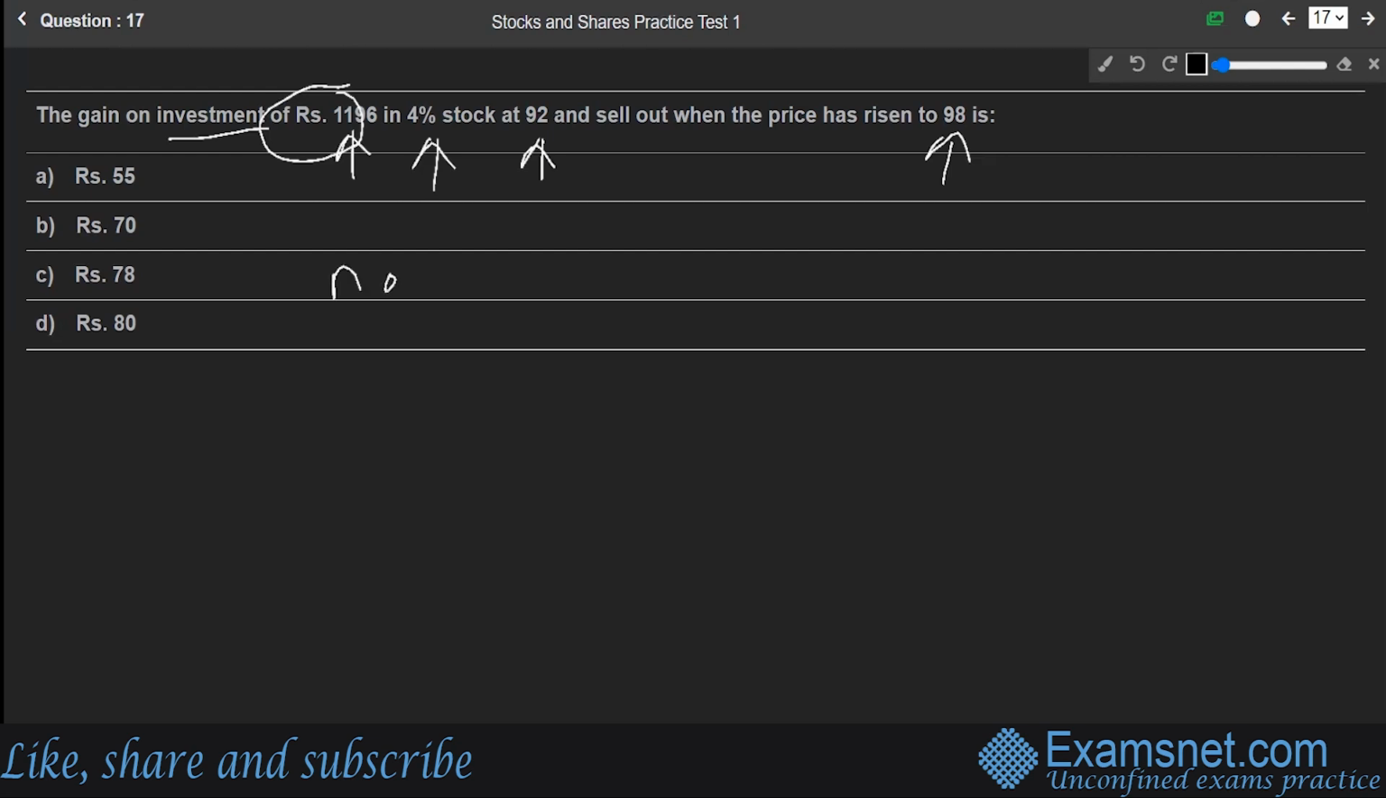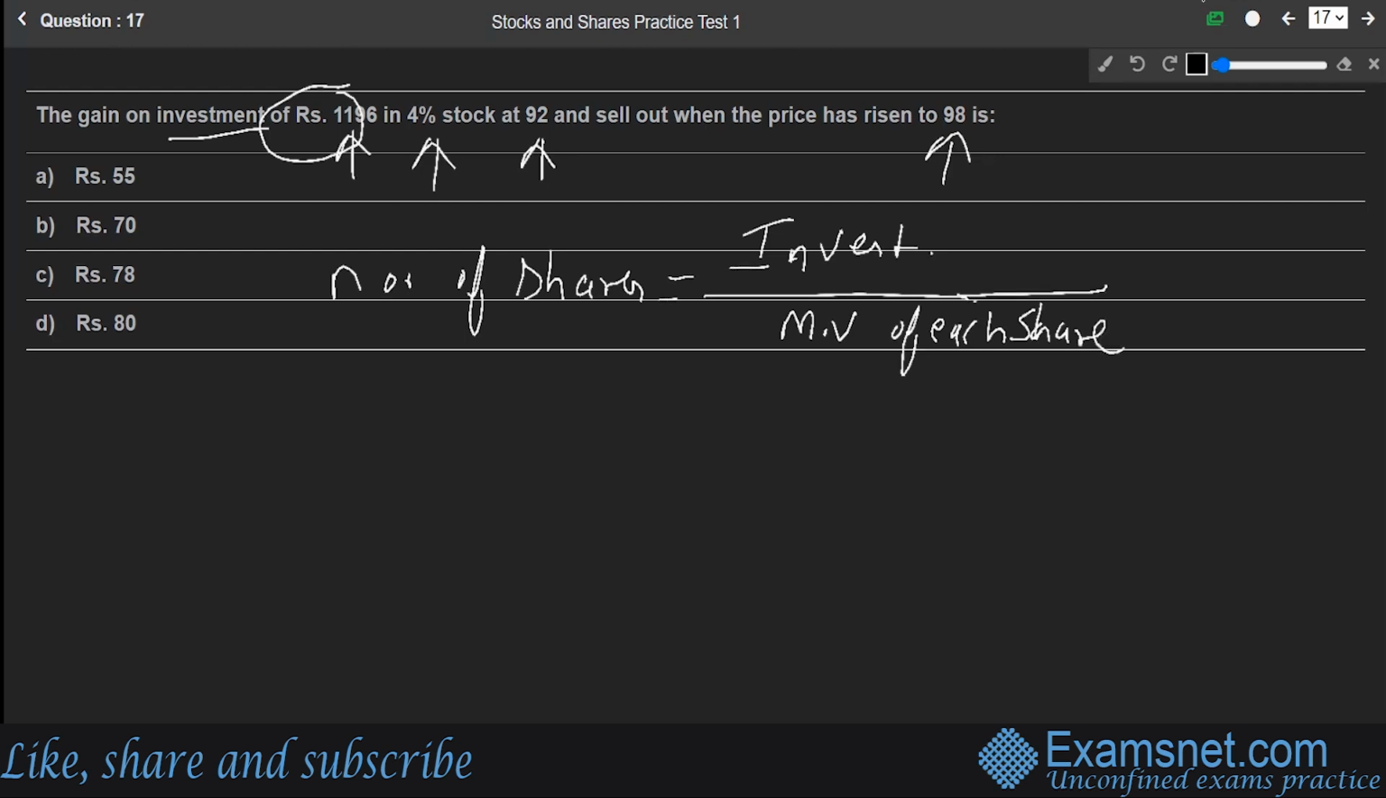So first of all, we'll try to find out the number of shares, because it is not given. Number of shares can always be found out by how much was the investment done divided by the market value of each share. When the investment was done, what was the market value of each share? Investment is 1196 divided by the market value earlier when bought, 92 rupees. So if we divide it like that, you can get the number of shares that were bought. We can leave it like that also, because the question goes further.